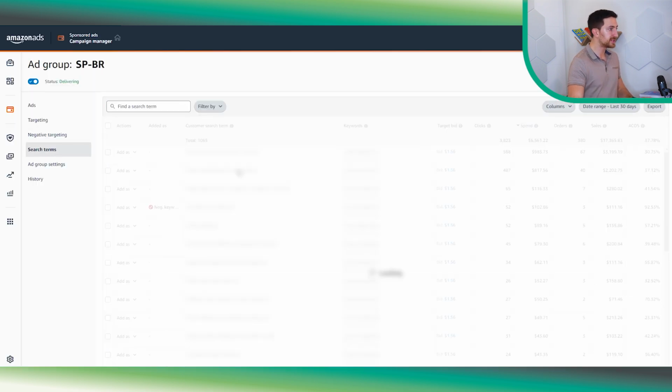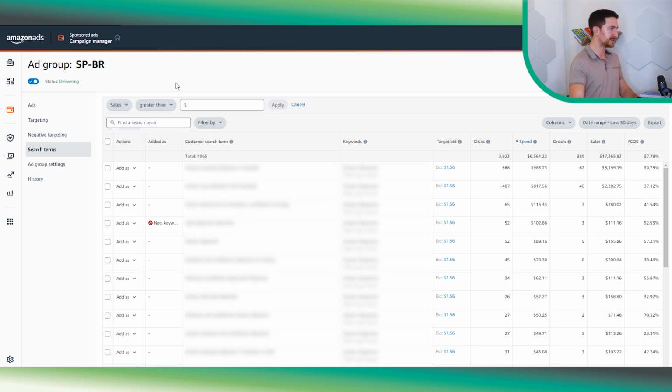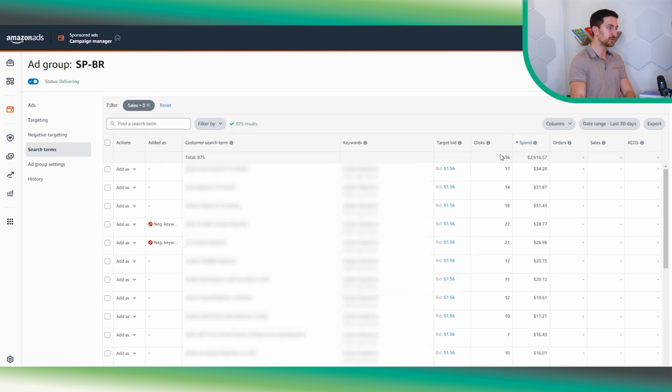The idea here is that we want to decrease the wasted ad spend. If I filter only sales equal to 0, I see that 875 search terms got more than 1,500 clicks with no order. That's $2,600 with no order. So I could save a lot of money if I keep refining the search terms, if I keep adding negative exact and negative phrase.